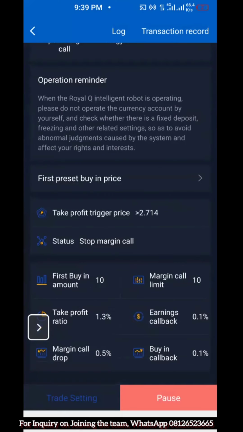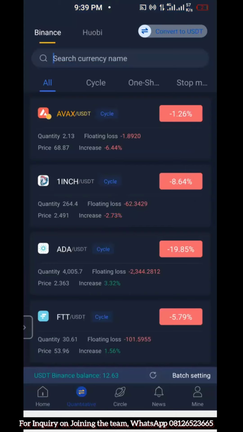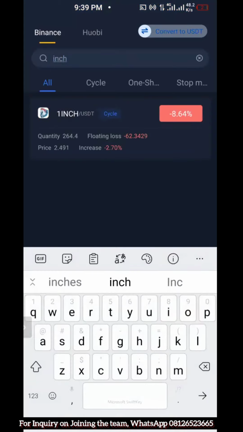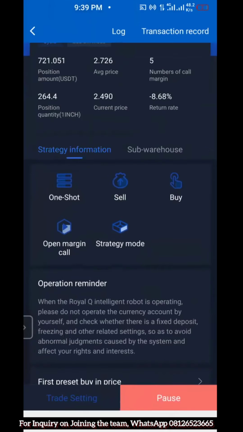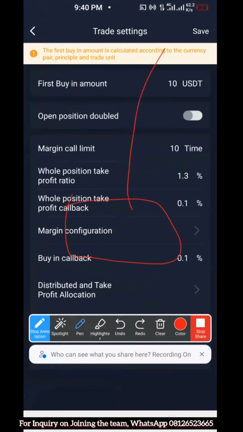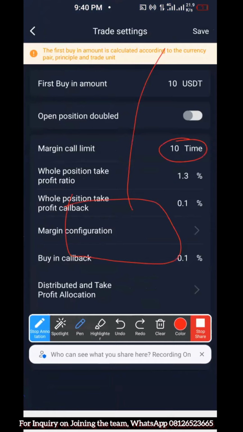So once you have set it, the most important thing, like I said, is your trade setting. Once you choose your coin, to recap on what we just said, when you open your page, go to quantitative, click on the currency, search for the currency you want to trade, click on it, then go in, click on the trade settings, set up the trade as you want it to be. Your first buying amount, the number of margin calls, you can use 7. 7 is a good number to use.